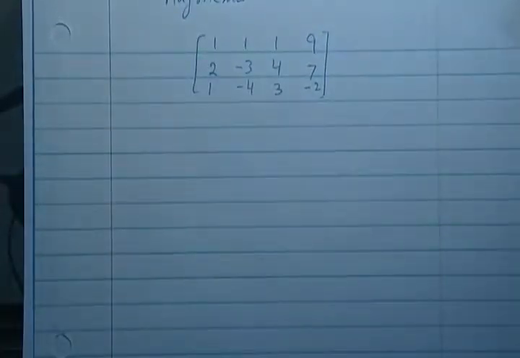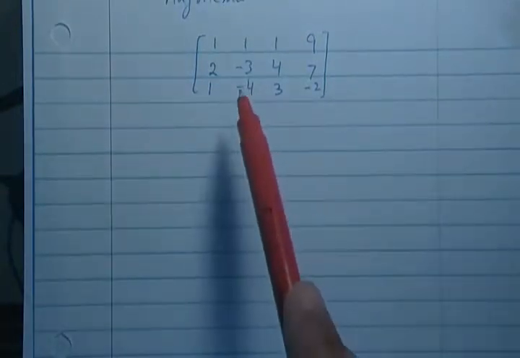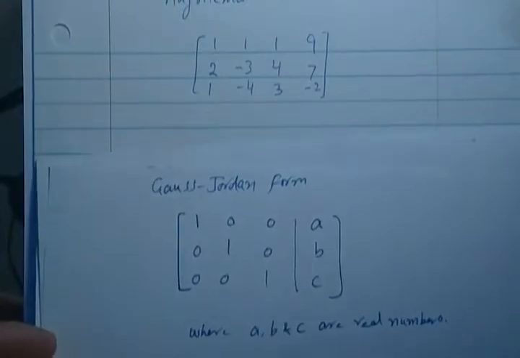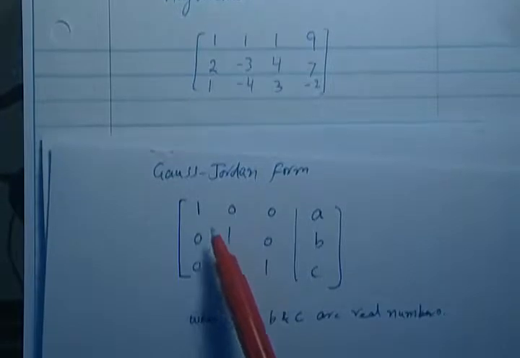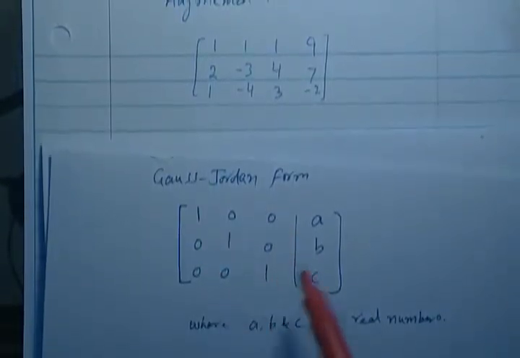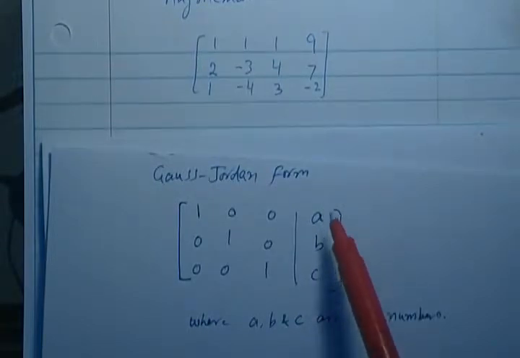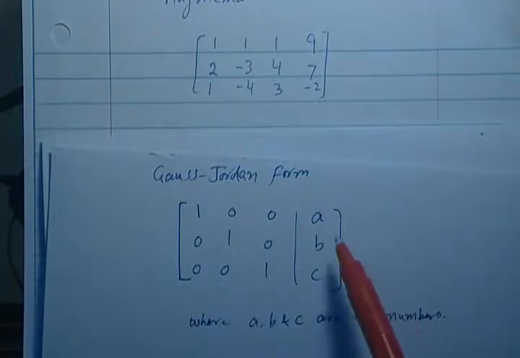And to solve this, we are using the Gauss-Jordan method, right? So what we have to do is perform row operations to change this matrix to look something like this. You have 1, 1, 1 in the main diagonal, above and below you have 0, and in the last column you would have some real numbers. Here I write them A, B, C, so it could be any number like 2, 4, 6, negative 3 or whatever.